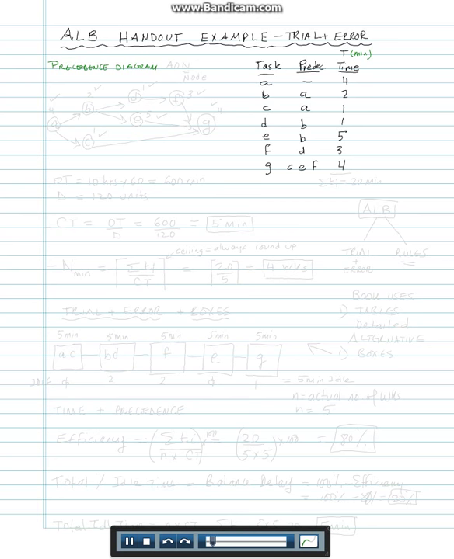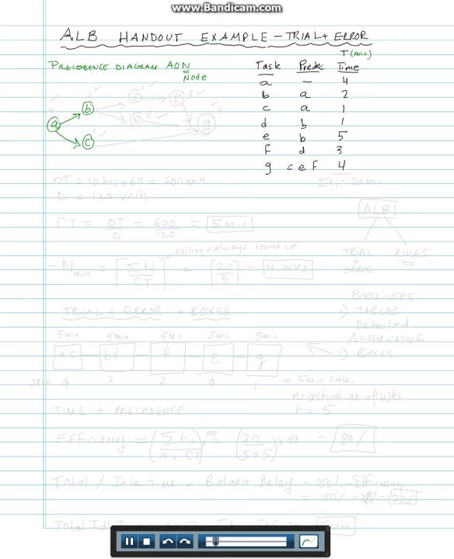So we start with the tasks that don't have predecessors. Task A doesn't have a predecessor. We are drawing an activity on node diagram. The activity is going to be on the node. So we start with A because it doesn't have any predecessor. After we do A, we can do B and C. So we draw an arrow and we put B and we put C.